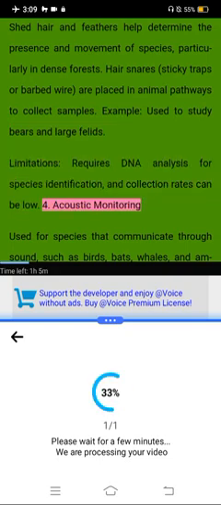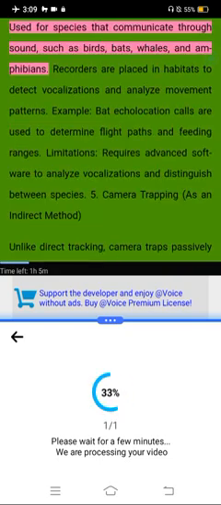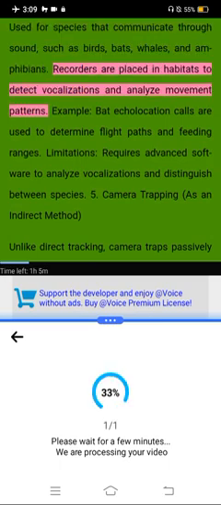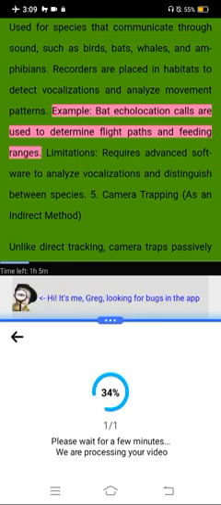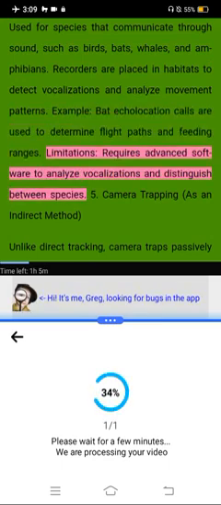4. Acoustic monitoring. Used for species that communicate through sound, such as birds, bats, whales, and amphibians. Recorders are placed in habitats to detect vocalizations and analyze movement patterns. Example: bat echolocation calls are used to determine flight paths and feeding ranges. Limitations: requires advanced software to analyze vocalizations and distinguish between species.